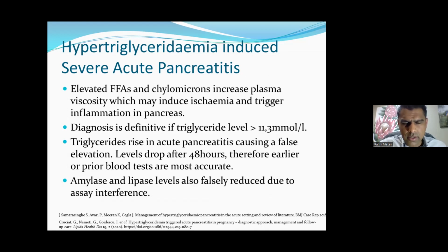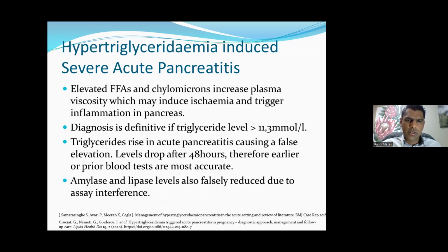The other hypothesis is where patients have this high free fatty acid concentration, and then the chylomicrons that are usually taken up by albumin become saturated, and then you have a lot of free fatty acids and chylomicrons that have a detergent effect on the pancreas, and that then stimulates the inflammatory process. So if the triglyceride level is more than 11.3, one would consider it as an etiology for the pancreatitis.